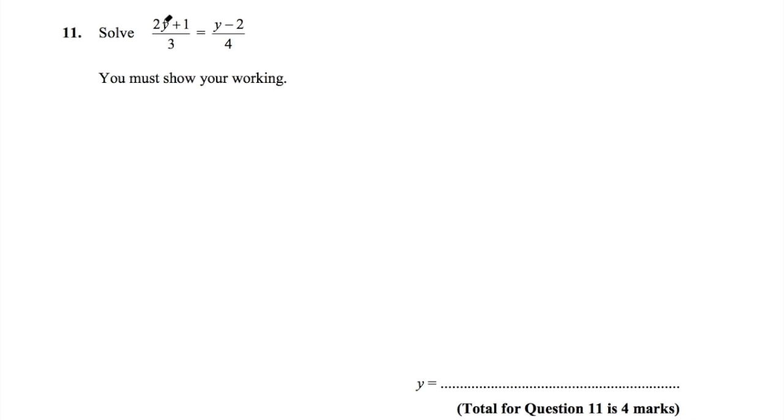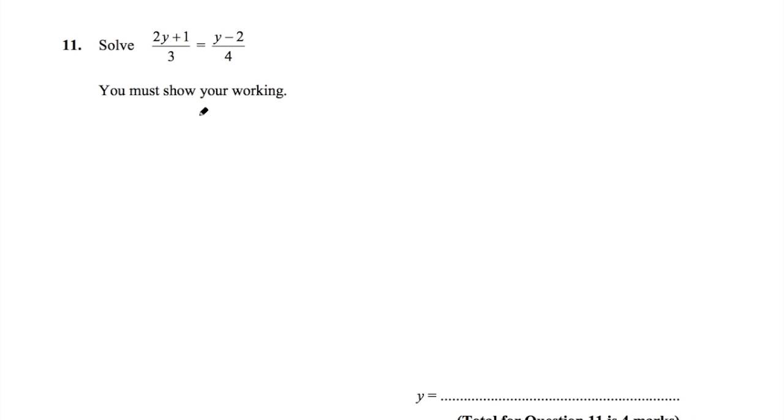Question 11 says, solve (2y + 1)/3 = (y - 2)/4. You must show your working. So hopefully you're comfortable with these types of algebraic fraction questions. This is a pretty typical kind of textbook question. So the first thing you have to do is cross multiply to get rid of those fractions. So you multiply this side by 3 and you multiply this side by 4.